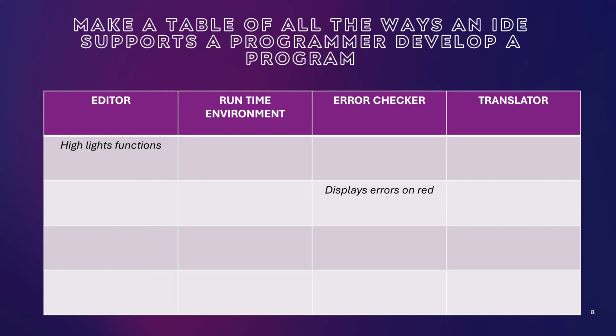It highlights functions. So if I put a function in certain IDEs, it will highlight the colors. In error checking, what does it do? Well, we saw the previous example, it displays errors in red. What else does it do? It suggests the line, or gives you the line number where the error is.